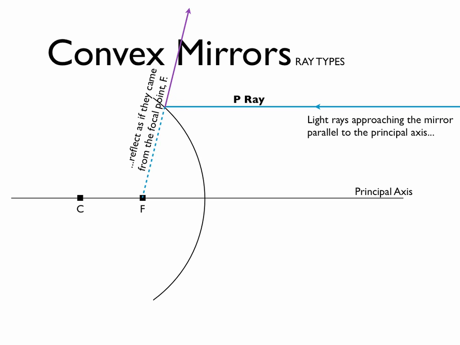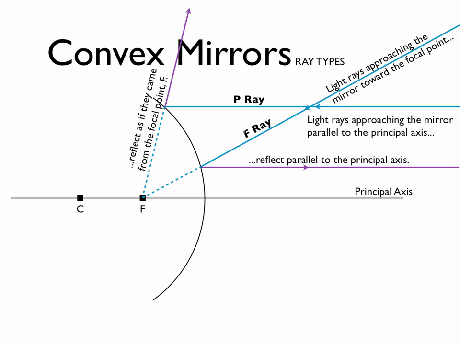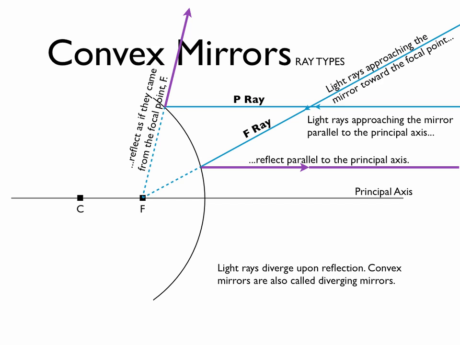Light rays could also come in approaching the focal point, and upon striking the surface of the mirror, they would reflect parallel to the principal axis. This is the F ray. Notice that the purple reflections are diverging from each other. Convex mirrors are also called diverging mirrors.